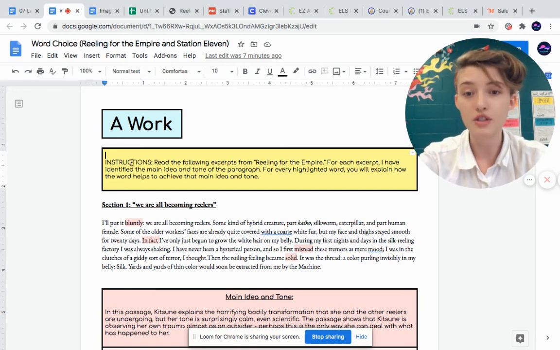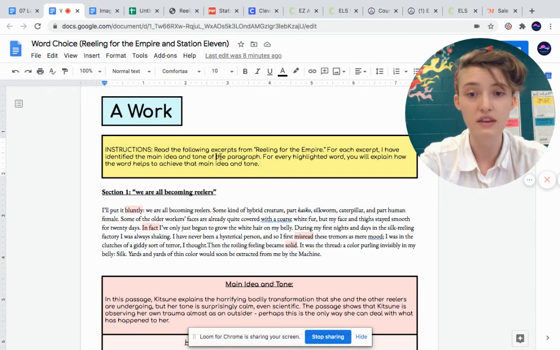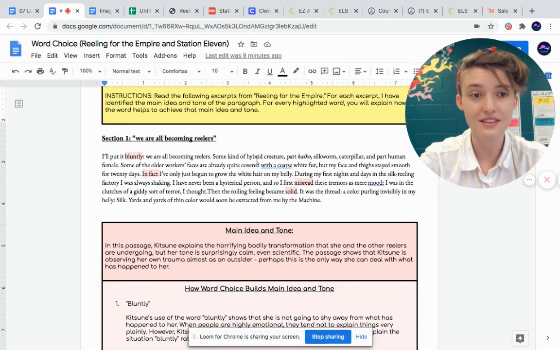Okay, instructions. Read the following excerpts from Reeling for the Empire. For each excerpt, I have identified the main idea and the tone of the paragraph. For every highlighted word, you will explain how the word helps to achieve the main idea and tone. So let's look at this first paragraph, for example.